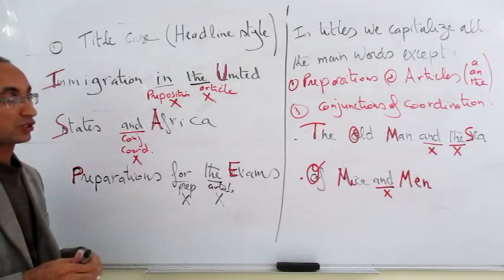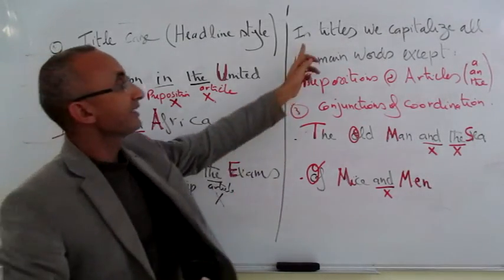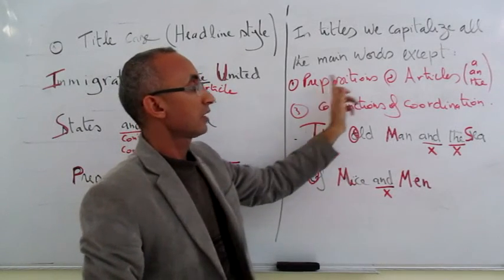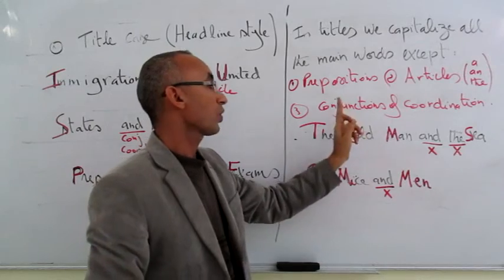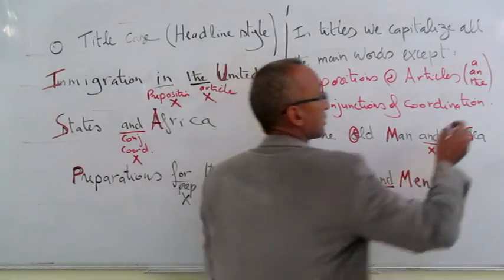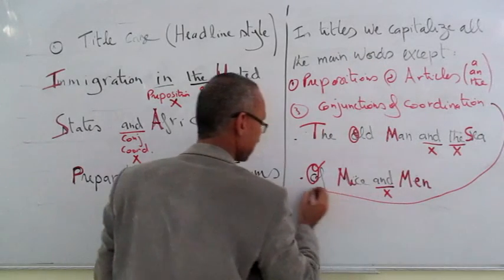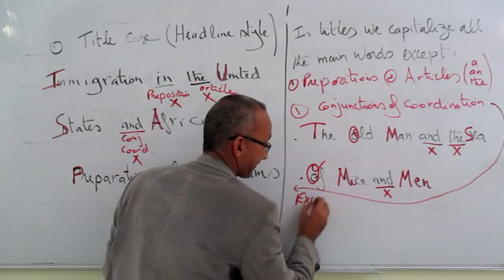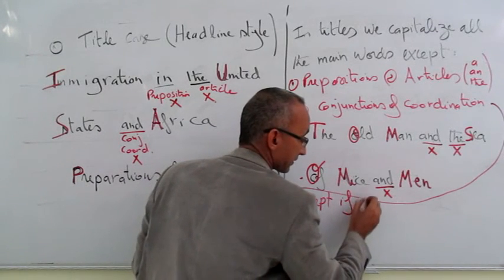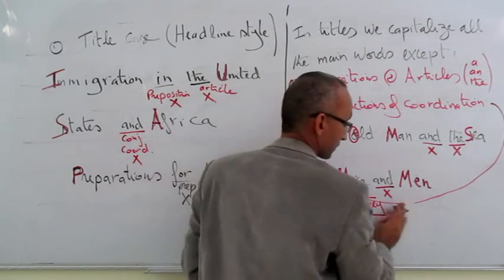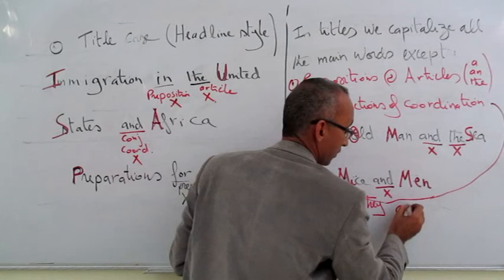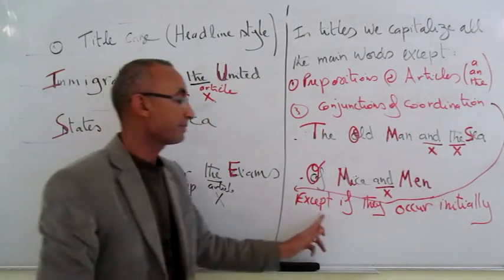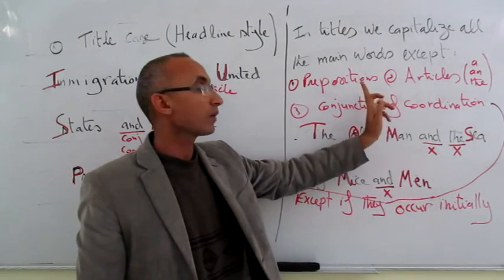Alright, in this title. So here, we continue the rule and we write, in titles, we capitalize all words, or the main words, except prepositions, articles, and conjunctions of coordination. We add a little exception and we write here, except if they what? Occur initially. It means at the beginning of the title, these elements should always be capitalized.